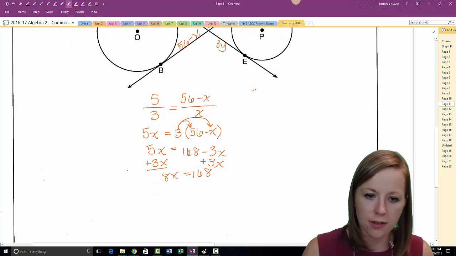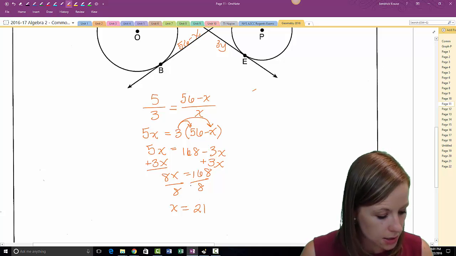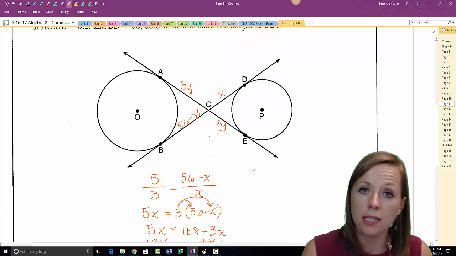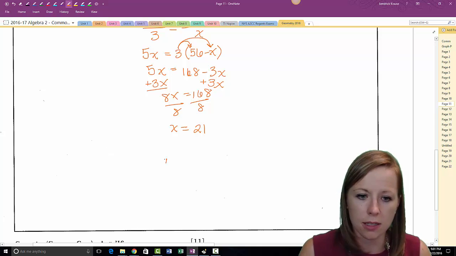And then I just have to divide by 8. Now, I want to make sure I go back and read the question. X is 21. And it says, determine and state the length of CD. Well, CD I called X, so actually CD is equal to 21.